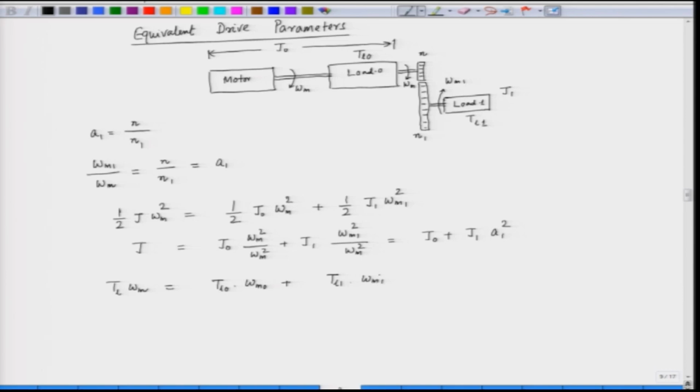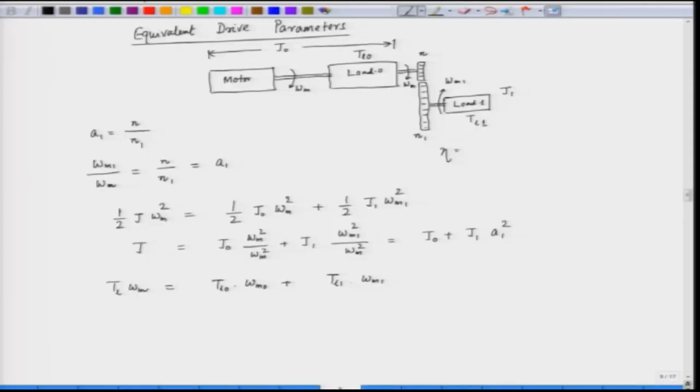Now, whenever we have a mechanical gear, the mechanical gear has got some efficiency. Efficiency is not always 100%. So, we say that eta is the efficiency of the gear. So, if eta 1 is the efficiency of the gear, this is divided by eta 1, because the power which is seen by the motor is higher than the power which is running the load 1. So, this is T L 1 into omega m 1 by eta 1.